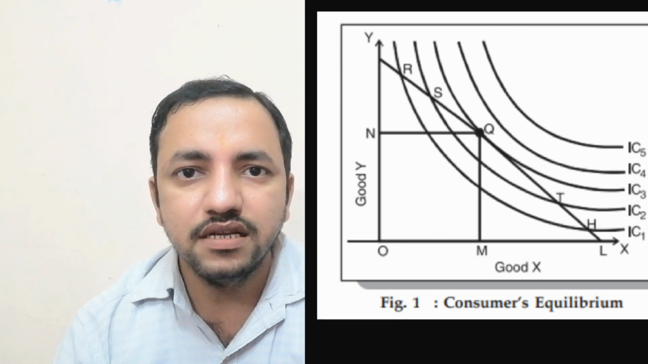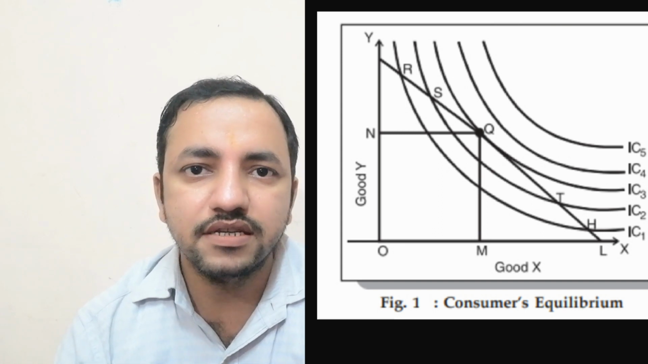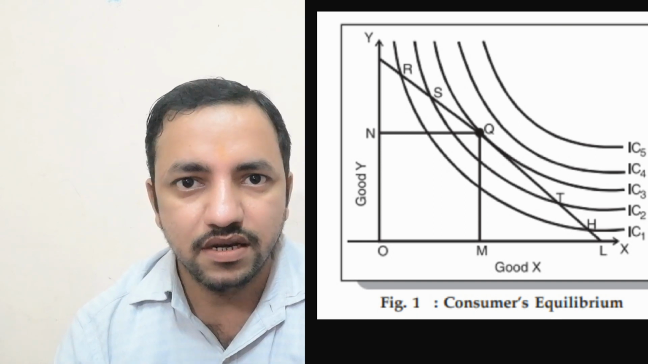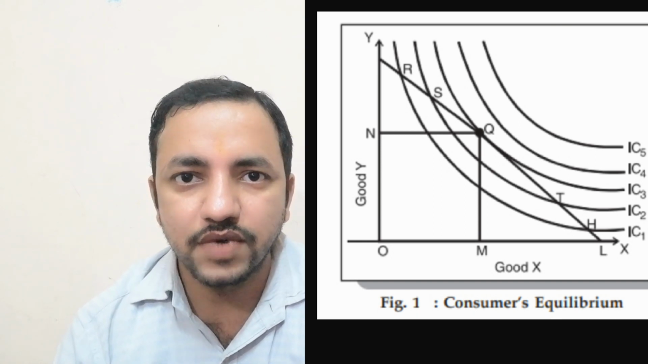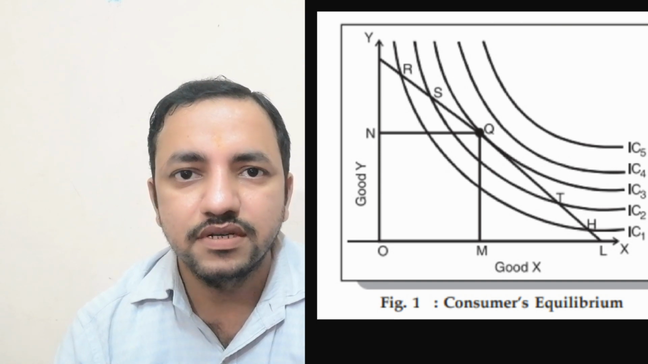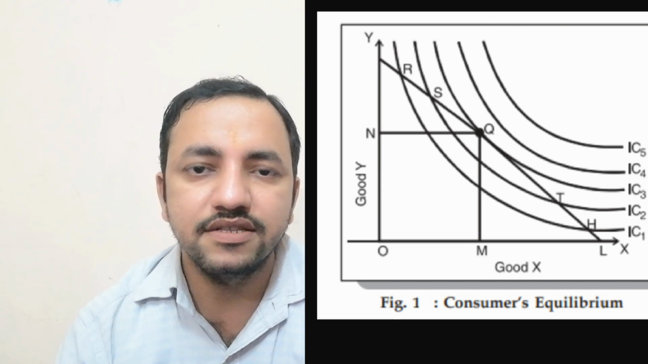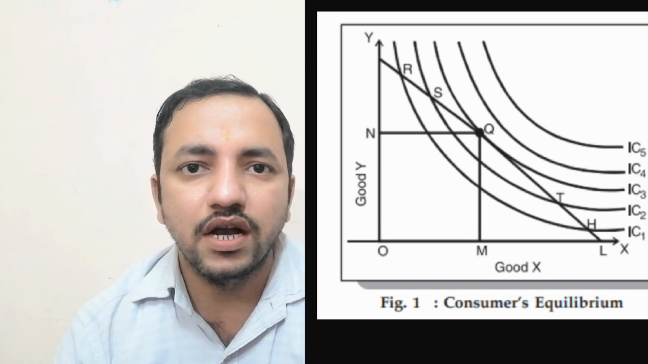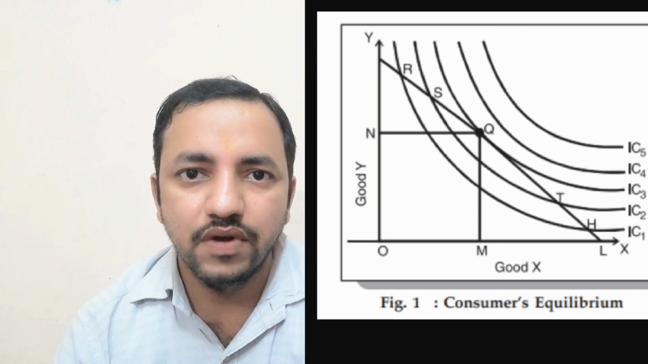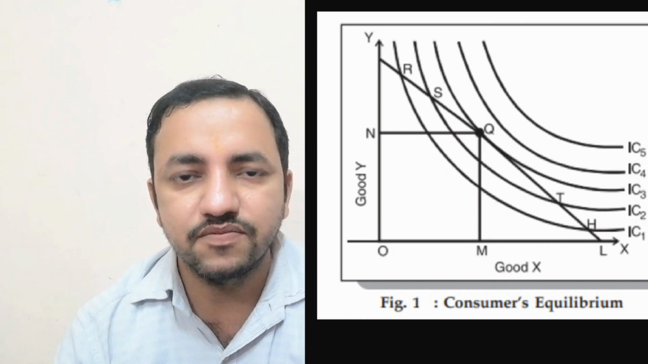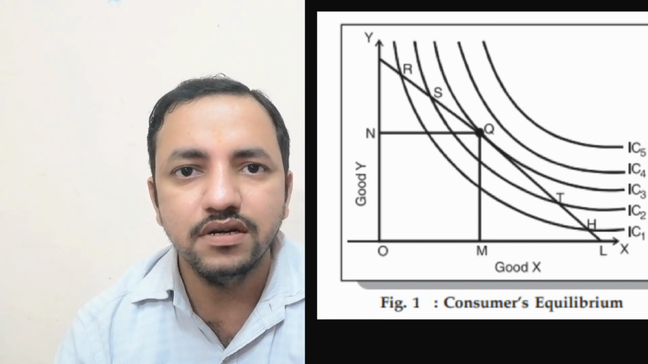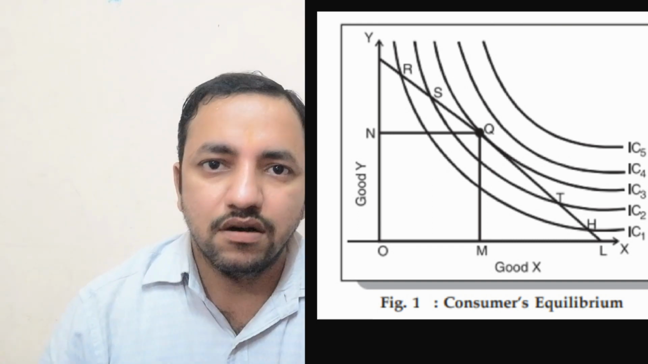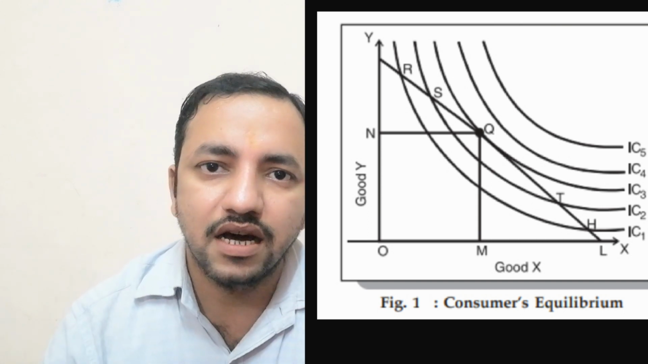So IC3 is the highest indifference curve for this consumer in our example, because Q is the combination point where indifference curve IC3 is tangent to the budget line PL. So this is the point of consumer's equilibrium where the consumer maximizes his satisfaction from the consumption of good X and good Y, because here both conditions of consumer's equilibrium are fulfilled.